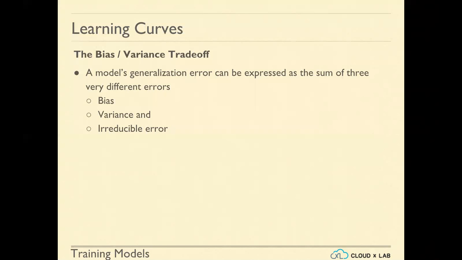So there are a few more. There's a trade-off called bias versus variance. A model's generalization error can be expressed as the sum of three very different errors. Whenever we are generalizing, as in when we are doing the validation, the result could be a composition of three kinds of error. First is bias, second is variance, and third is irreducible error.